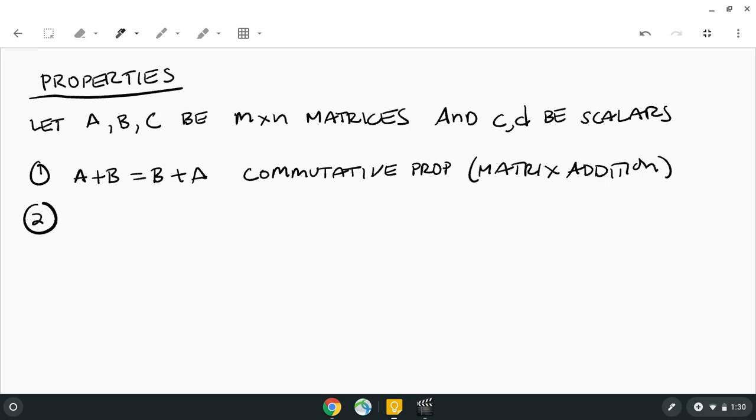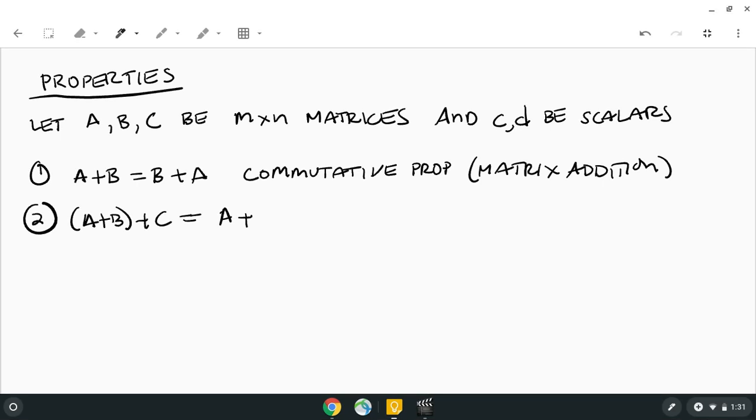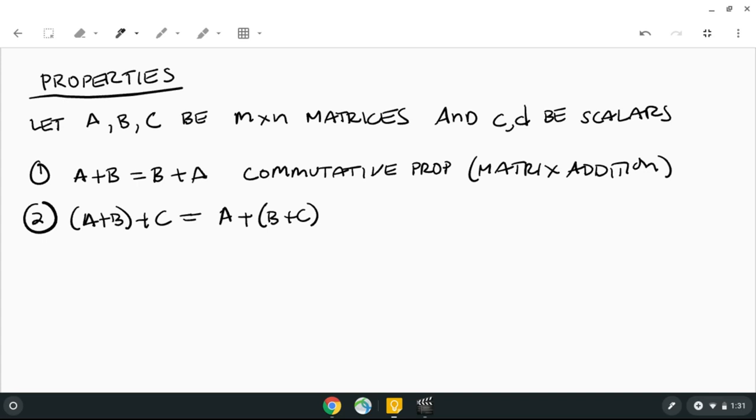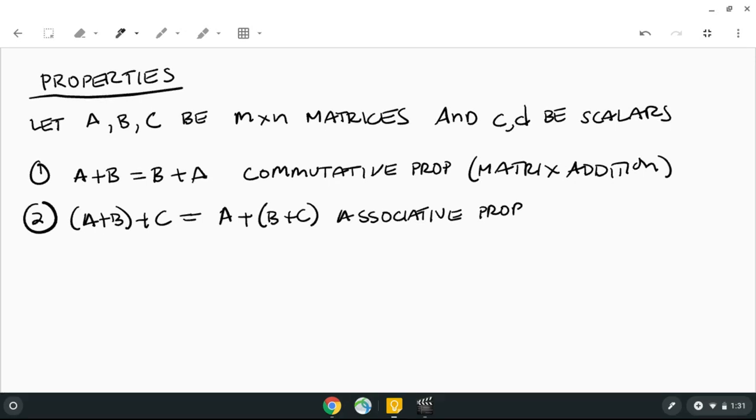And then we also have this one. This might look familiar. A plus B, then plus C: if you add these two matrices first and then add this matrix, you'll get the same answer if you add B and C first, and then add matrix A. You've seen this property before. It's called the associative property, and this is for matrix addition.